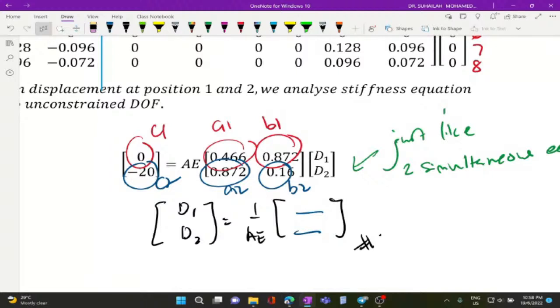reaction at the support as well as member forces, using multiplication only. Using the equation, we substitute the value of D1 and D2 into the stiffness equation in full, in the 8 by 8 matrix. Then we will calculate the reaction at the support Q3 until Q8, and then using the displacement as well, we can calculate member forces.